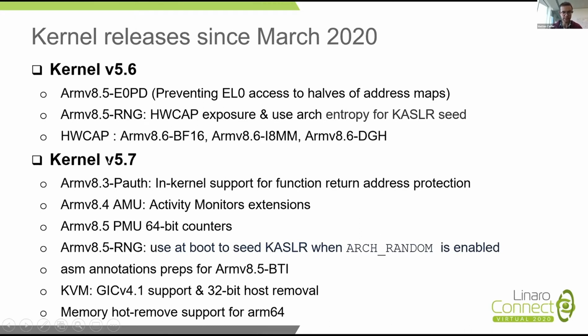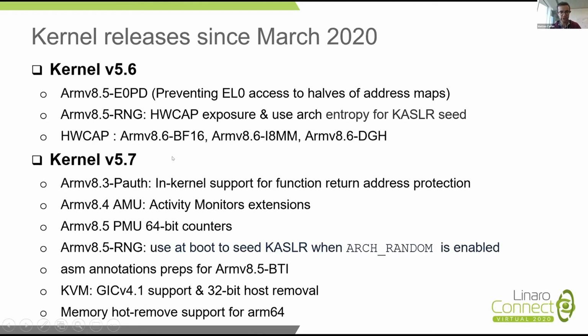Then here comes 5.7. 5.7 comes with the complete enablement of pointer authentication, the feature introduced in 8.3. In 5.7, we enabled the in-kernel support for functional return address protection. All the user space exposure was done already in previous kernel revisions, 5.5 and before. I explained it all in the March discussion.